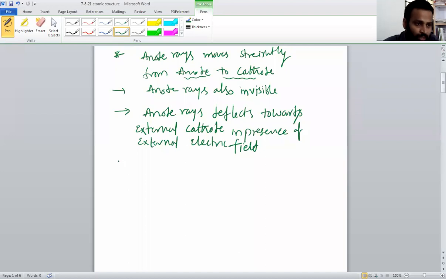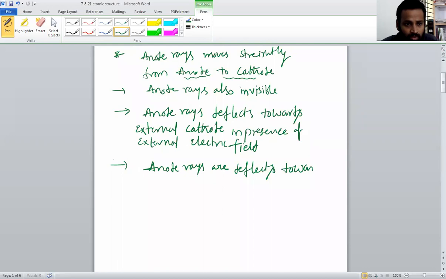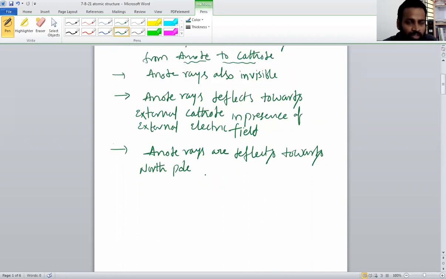Please remember this one. Same story, you have one more: anode rays deflect towards the north pole in the presence of an external magnetic field. Remember this one. Will you write? Okay. All these points are important.